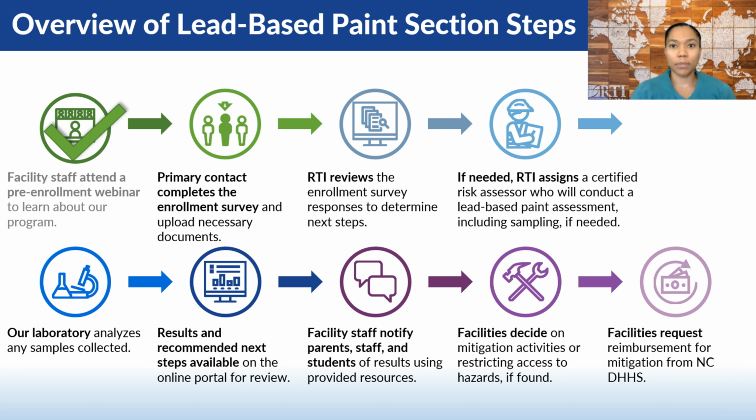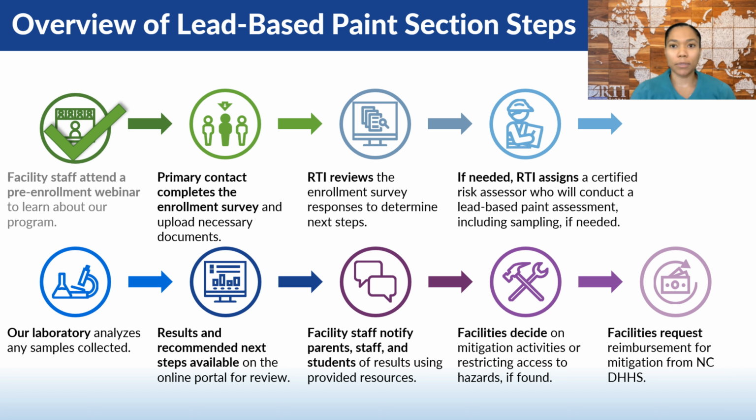Facilities where all buildings were built after 1978 may be exempt if they provide the signed attestation that states lead-based paint was not used in any buildings. If the facility provides a signed attestation for only some of their buildings, they may still need an on-site visit for the other pre-1978 buildings. Facilities will also need to provide a property tax record that shows the age of the buildings.